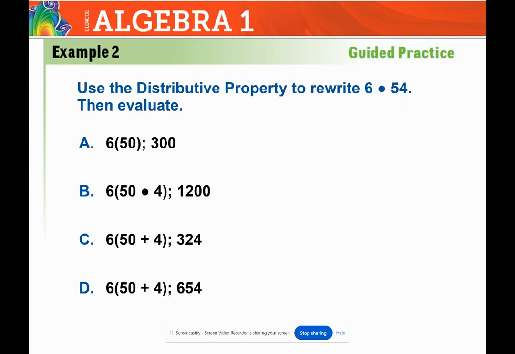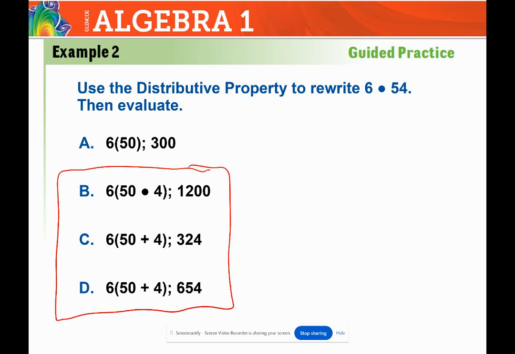So pause the video, do this one, separate that 50 into two numbers, and then distribute and figure out your answers. You can kind of see that these are all showing the distributive property, so it should be somewhere in there. Again, try that out and see what you get. And you should get C.